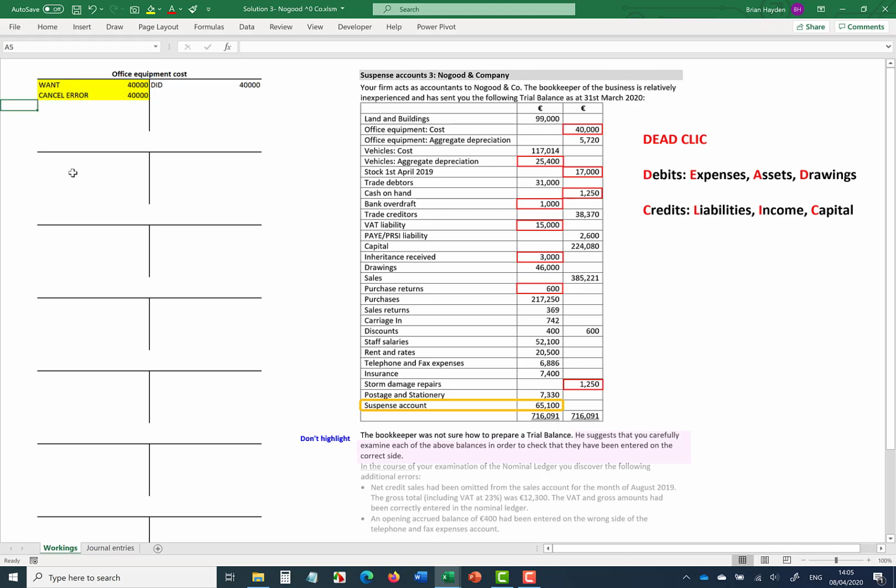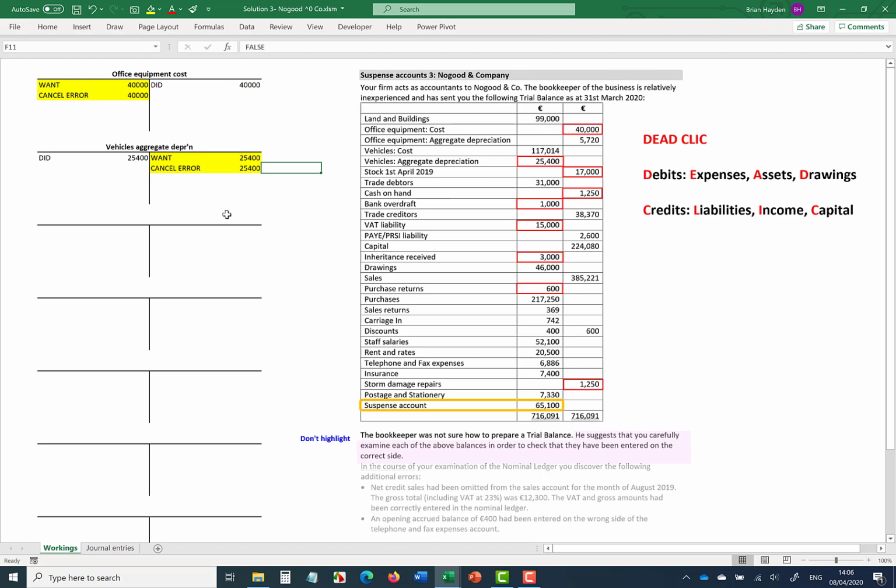Now the next one is vehicles aggregate depreciation. So what we did was we put it on the debit side, 25,400, and it should have gone on the other side. So we want 25,400 here, and we have to cancel our initial error. This cancellation offsets what we did originally. So the correct entry then will be to do these things. So we're going to have to credit the aggregate depreciation account with the total of those amounts.